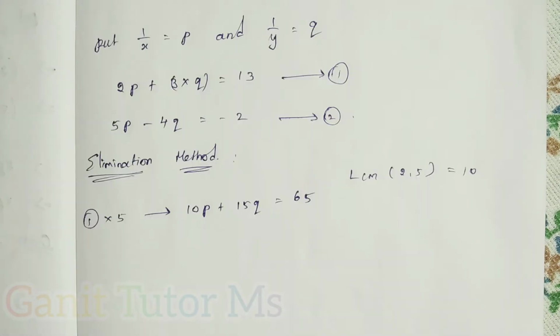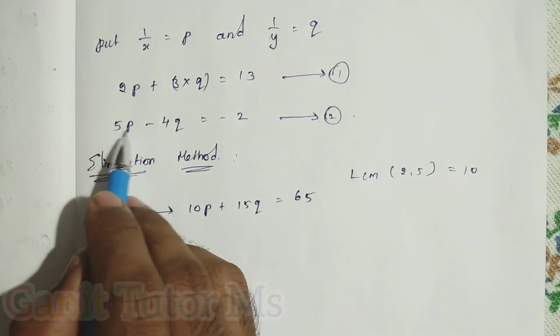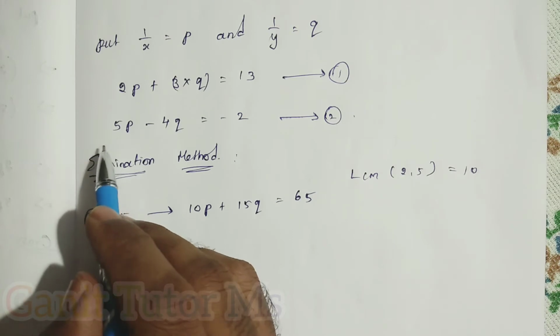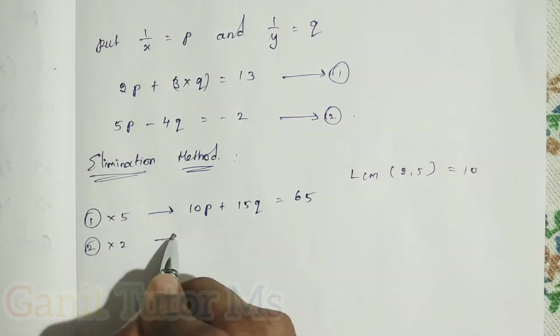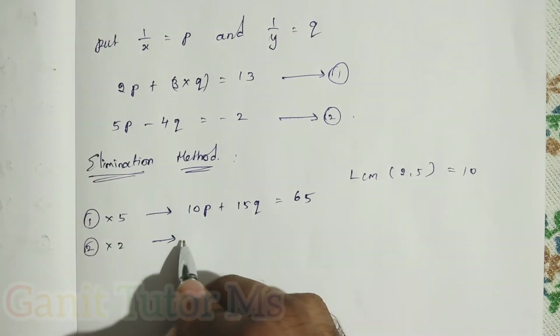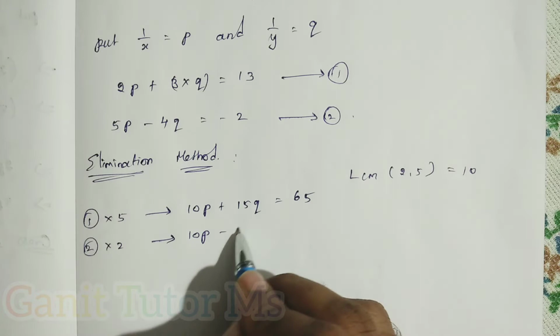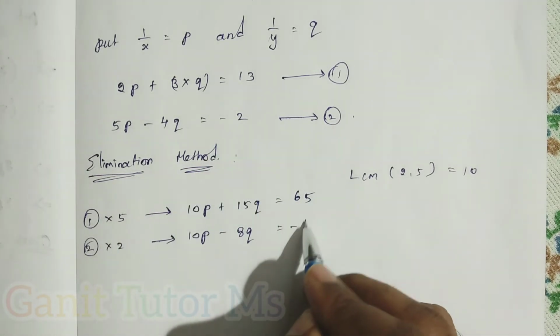Any doubt? In the second equation, the coefficient of p is 5. Now I want to make this 5 a 10. So I can multiply by 2. The second equation is multiplied by 2, the whole equation. So 2 5s are 10p minus 2 4s are 8q equal to minus 2 into 2, minus 4.